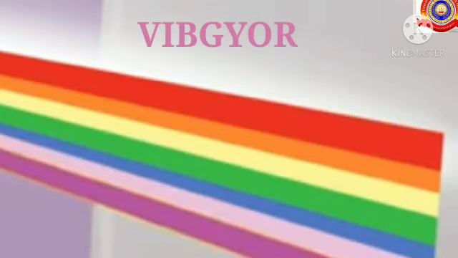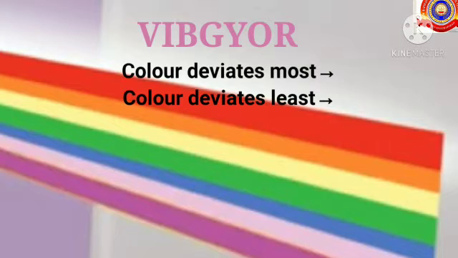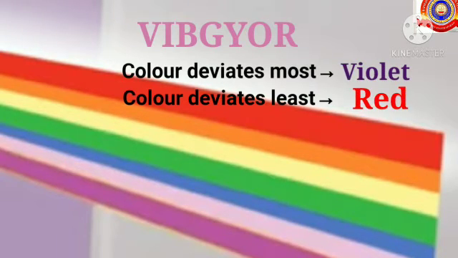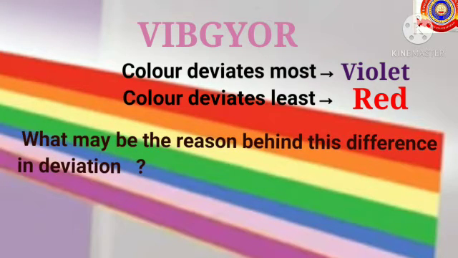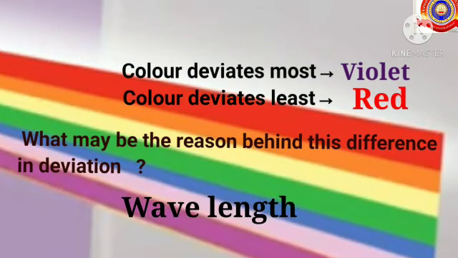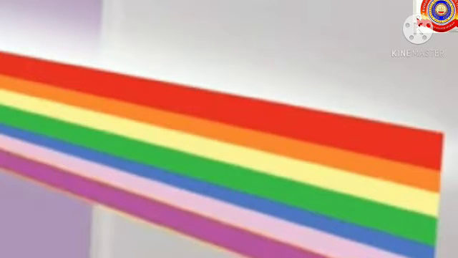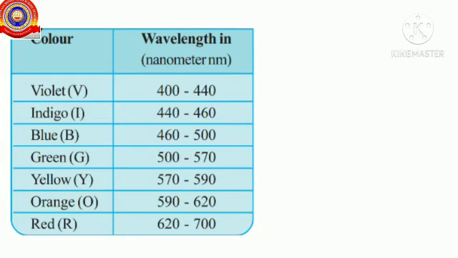Among this spectrum of colors, can you say which color deviates most and which color deviates least? Yes, violet deviates most and red deviates least. What may be the reason behind this difference in deviation? The answer is the difference in their wavelength. Each color has a different wavelength. So this is the reason behind the difference in deviation.